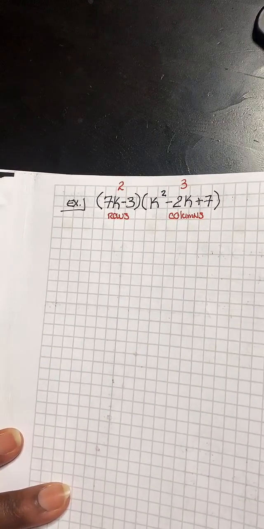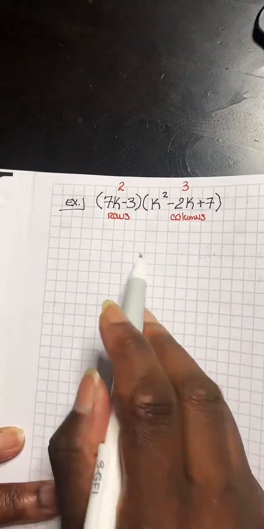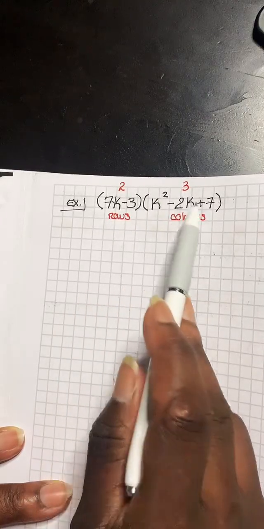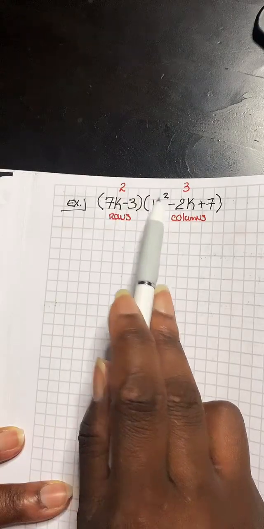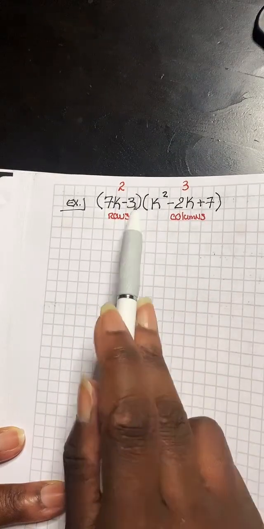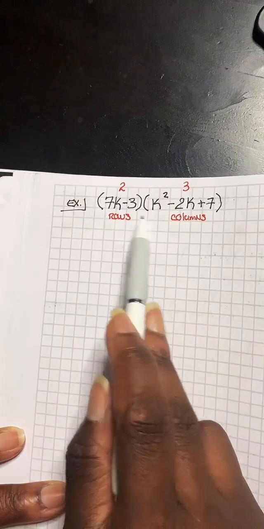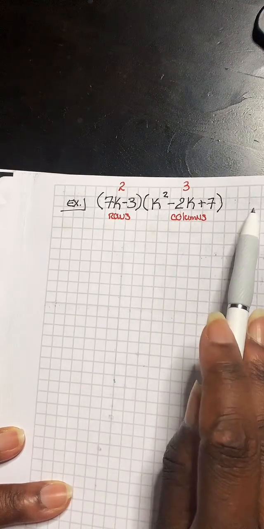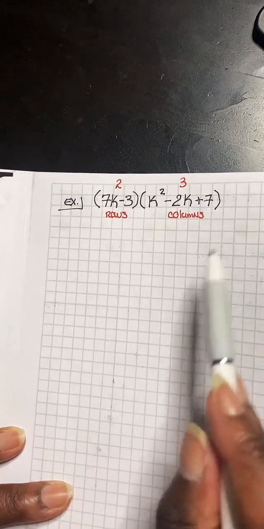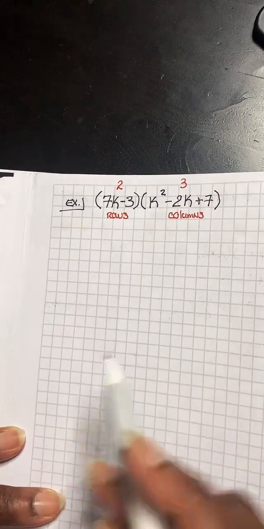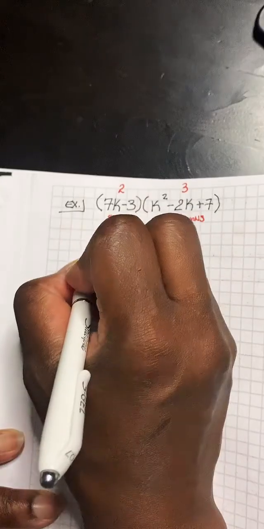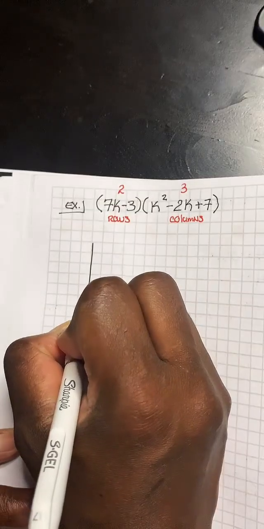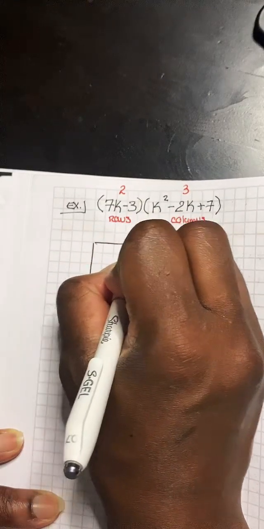You're not going to do FOIL, but you could do the distributive property. You can take that 7k and distribute to everything in that second parenthesis. You can take this -3 and distribute to everything in the parenthesis. But the more terms that you get, the more arrows you're going to have, the more craziness that you're going to see in front of you, right? So this is why I want to have 2 rows. I'll make it a little bit bigger. And I'm going to have 3 columns.